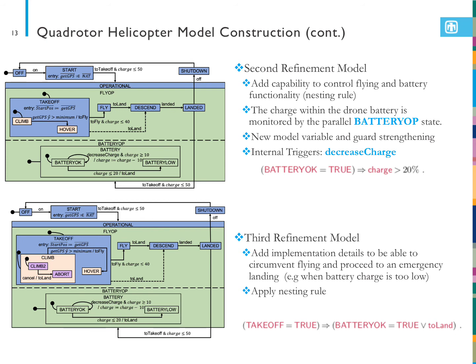One property that will be of interest at this refinement level is to ensure that if takeoff is true, that implies that the battery is okay, or that you have a to land action following that because you don't have enough power to operate the drone.